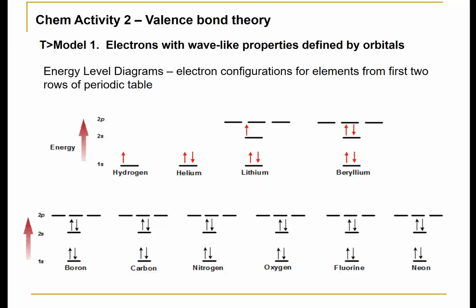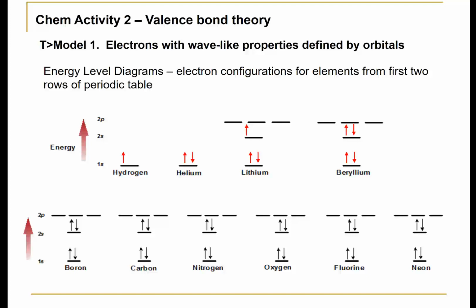Now I'm using energy level diagrams to show the spin and the occupancy of these orbitals, but we also have a shorter notation to represent this situation. So for instance, for beryllium, we might say a 1s2, 2s2 electron configuration for representing this condition.